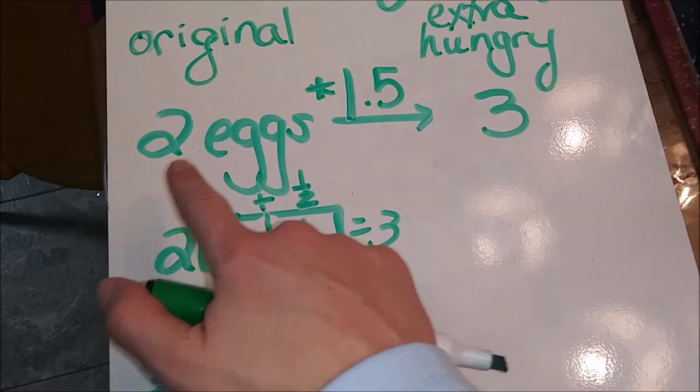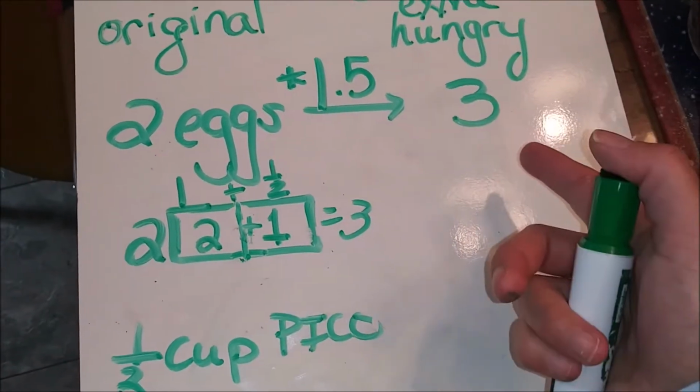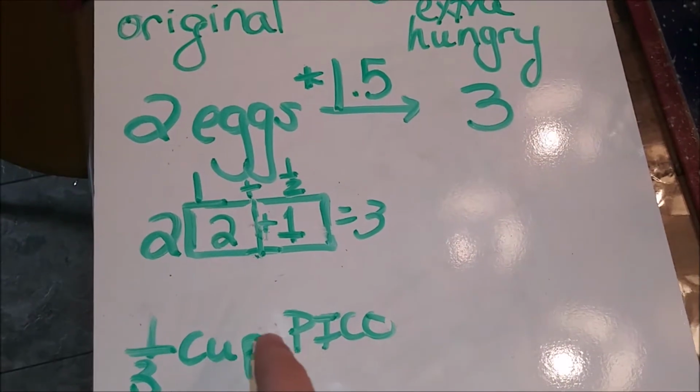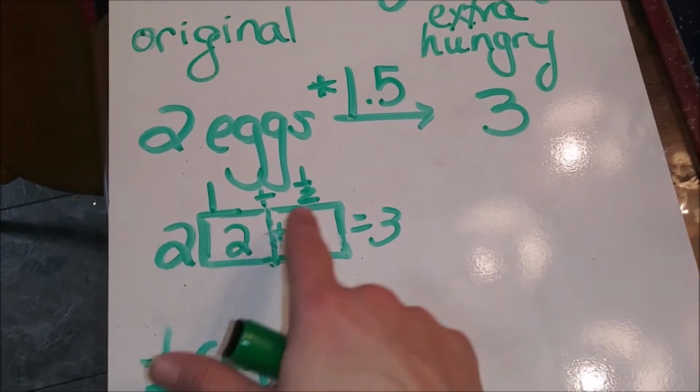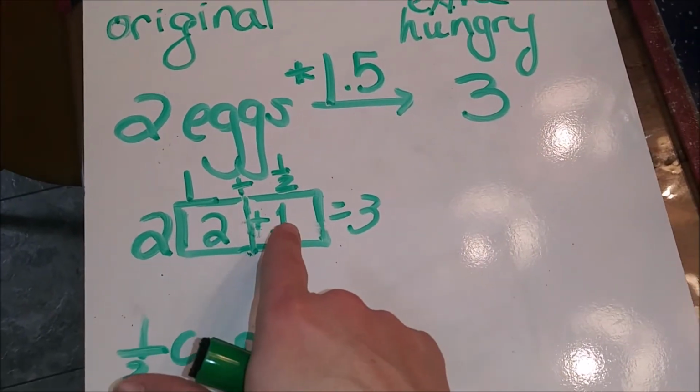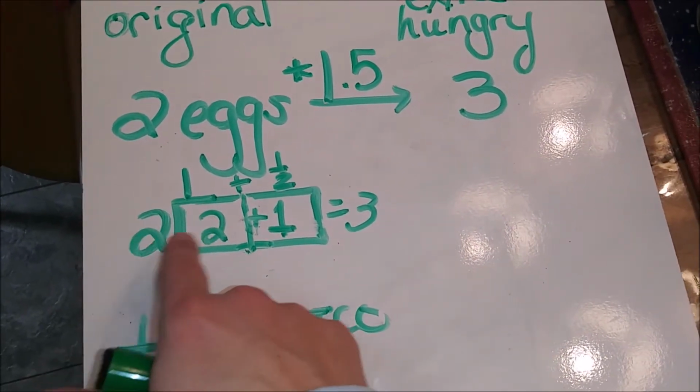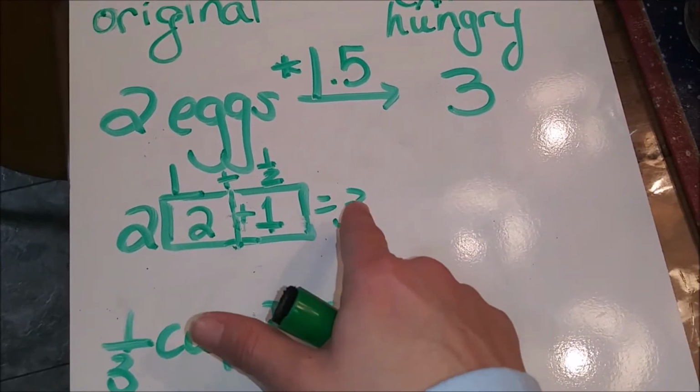So if you just take 2 and multiply by 1.5 in a calculator, we get 3. But if we were going to do the distributive property, like we just did when my mini-me was holding the egg, half of 2 is 1, plus the 2 we had before, totals 3.